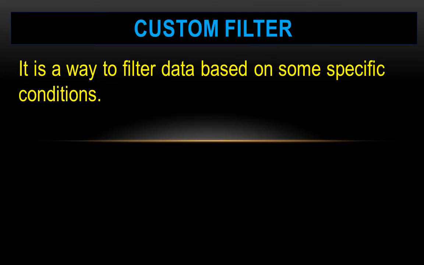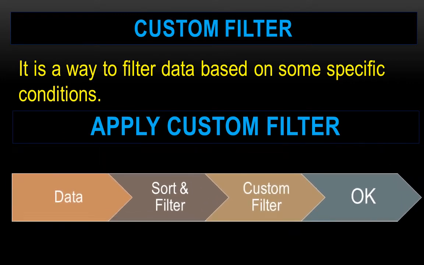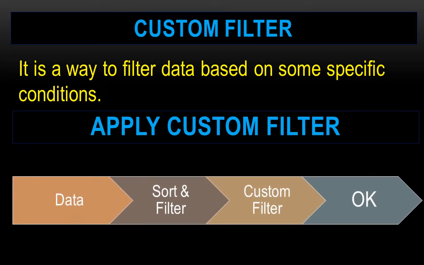Then next is custom filter. What is a custom filter? It is a way to filter data based on some specific conditions. To apply custom filter, user have to follow the given step. Step 1, select a cell and click the data tab, then filter from the sort and filter group. Step 2, click the arrow in the column heading. Step 3, select number filters from the list that appears. Step 4, click custom filter from the sub menu. The custom auto filter dialog box appears. Step 5, choose the option according to the conditions you want.